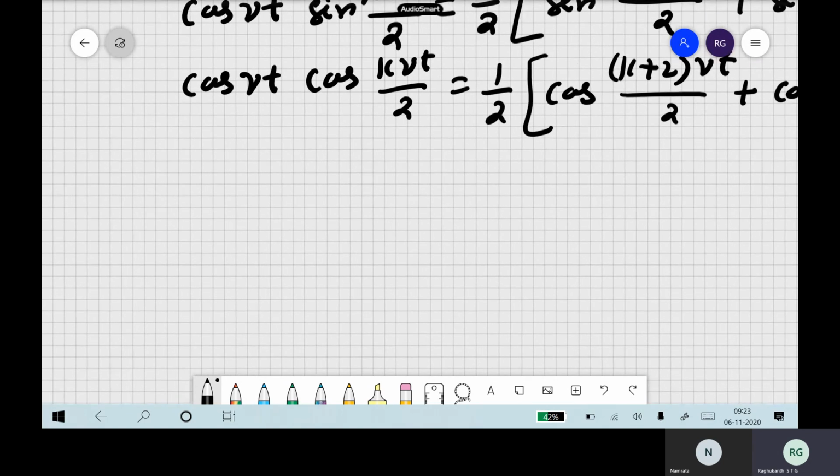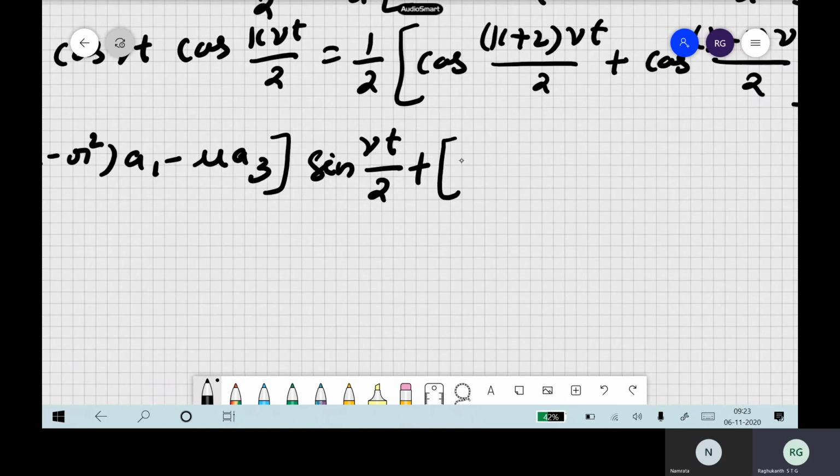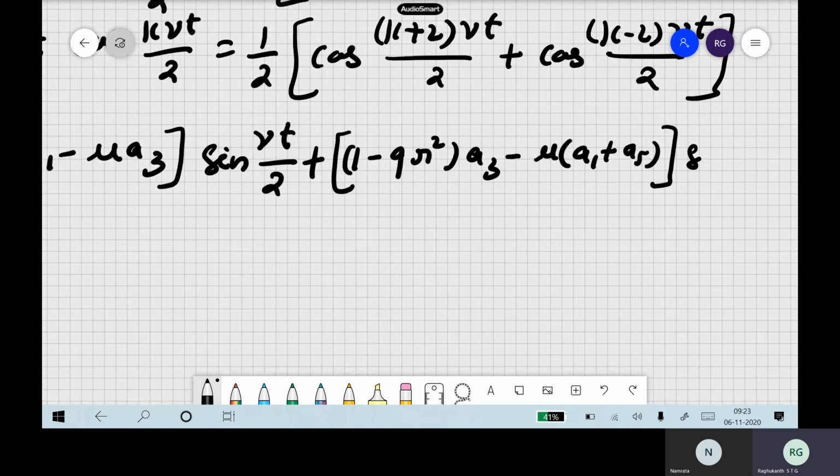So you will get some very big equations like 1 plus mu minus r square times a1 minus mu times a3. All odd terms will be there because the periodicity is 2T. So sine nu t by 2, plus we have 1 minus 9 times r square multiplied by a3 minus mu times a1 plus a5. Like this terms come with sine 3 nu t by 2.